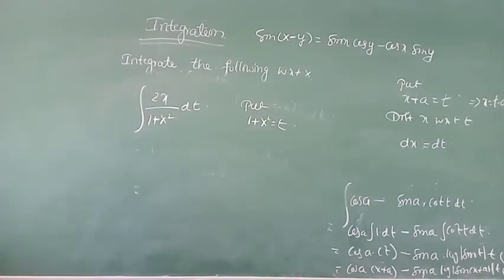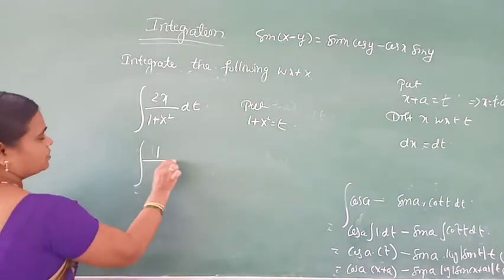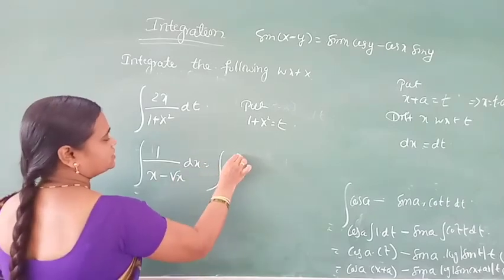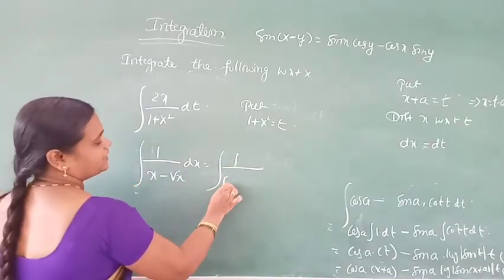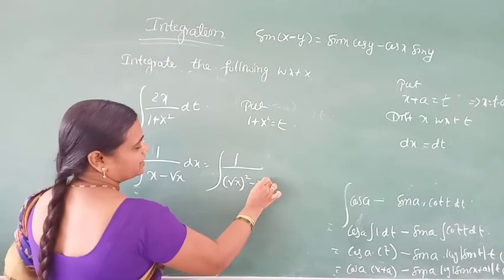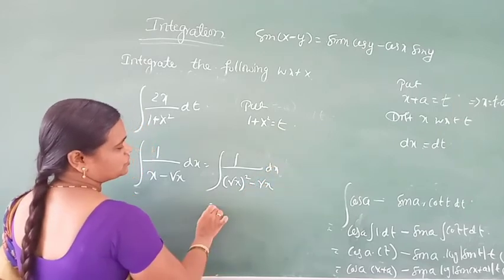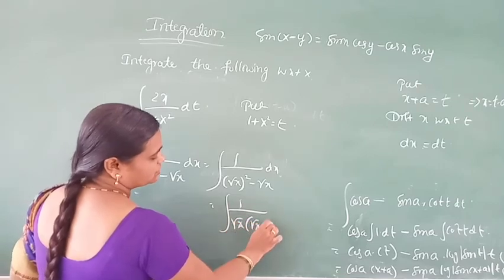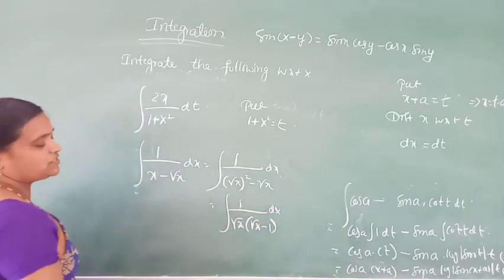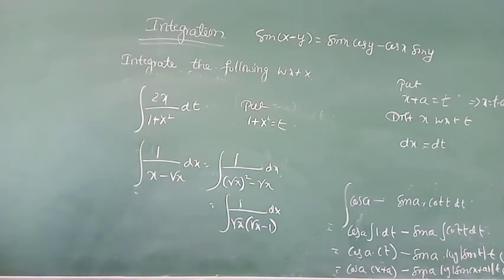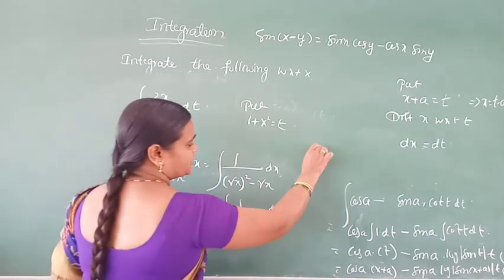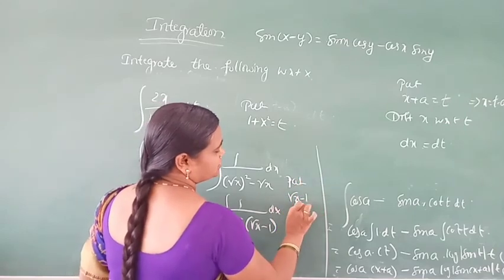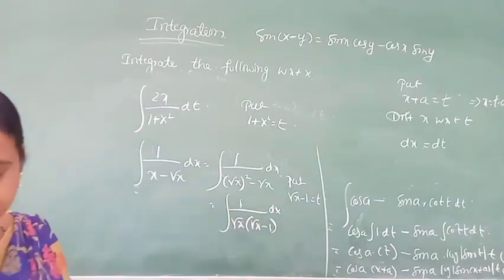Next one, I will give another example as integration of 1 by x minus root x dx. For this x we can write root x the whole square minus root x dx. Which one is common here? Root x, take outside. Root x minus 1 dx, because if you take root x common, you will get root x minus 1. Means which one are we substituting here? Put root x minus 1 as t, so that we can get the answer easily.